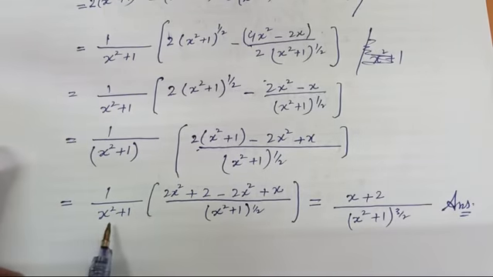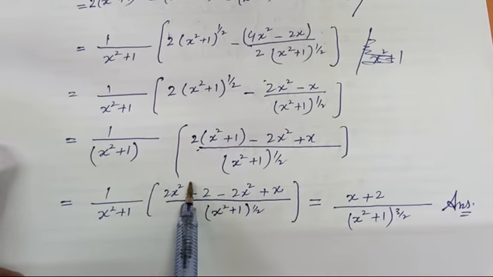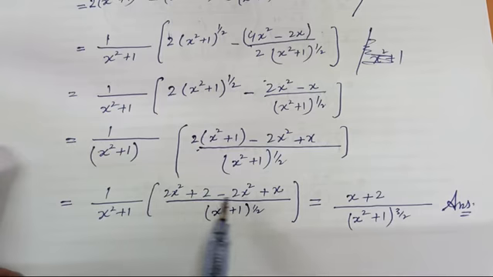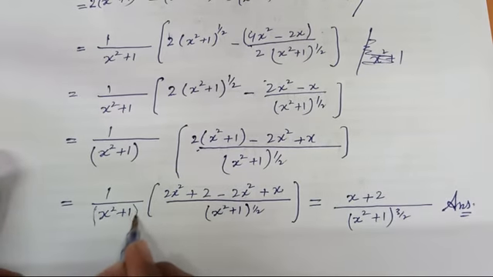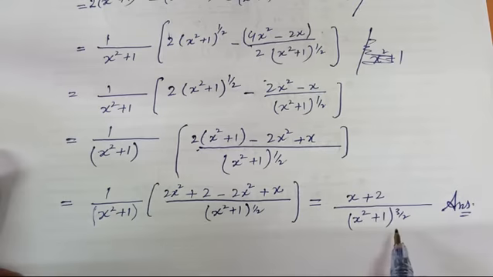1 over x square plus 1, 2x square plus 2 minus 2x square plus x. The 2x square is cancelled out with this minus 2x square, and left behind is 2 plus x, or you can write it x plus 2, divided by (x square plus 1) to the power 3 by 2. As there is x square plus 1, its power is 1, and 1 plus 1 by 2 is 3 by 2. So this is our final answer.